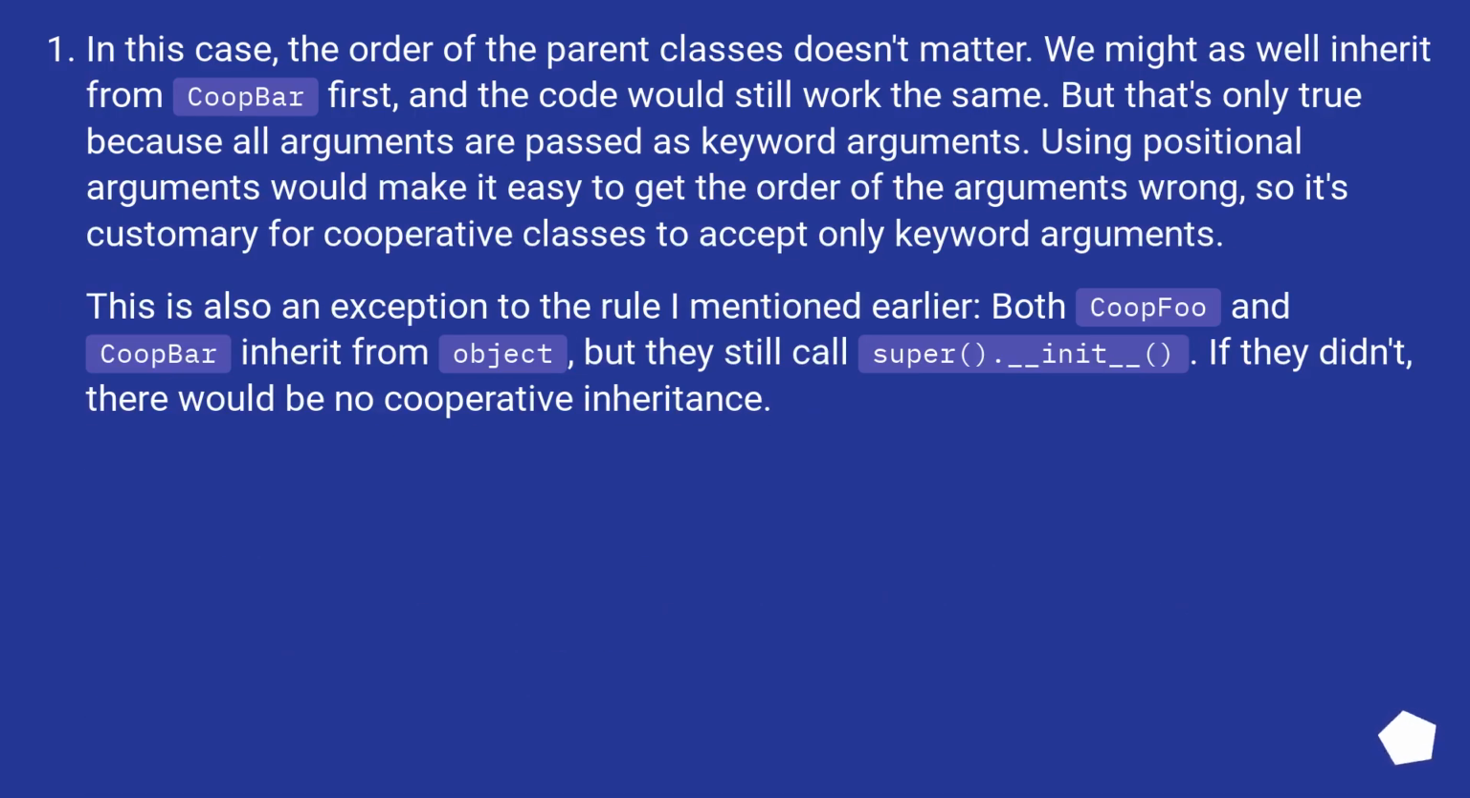In this case, the order of the parent classes doesn't matter. We might as well inherit from KookBar first, and the code would still work the same. But that's only true because all arguments are passed as keyword arguments. Using positional arguments would make it easy to get the order of the arguments wrong, so it's customary for cooperative classes to accept only keyword arguments.